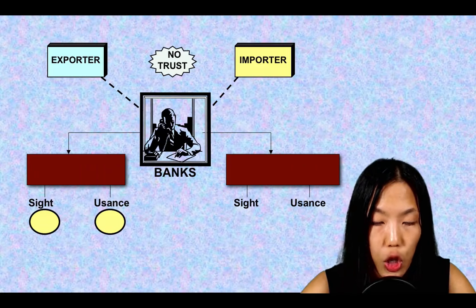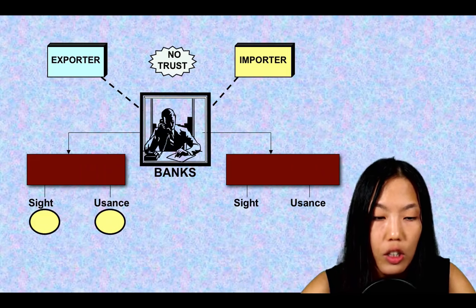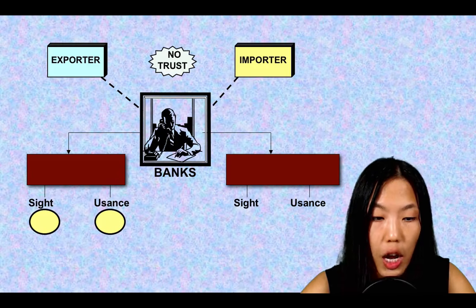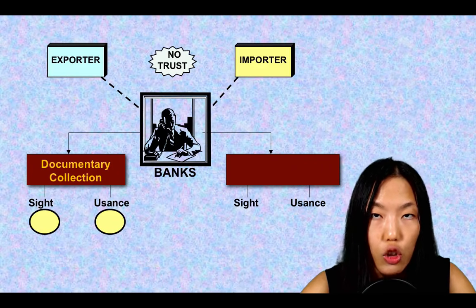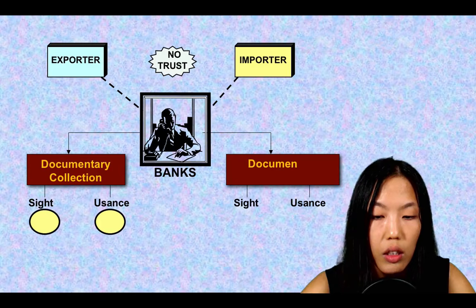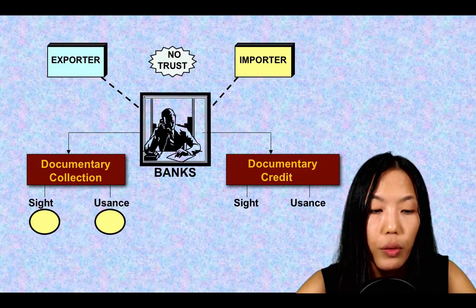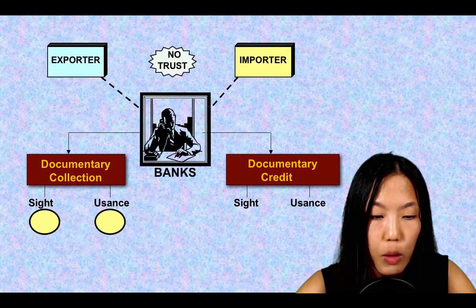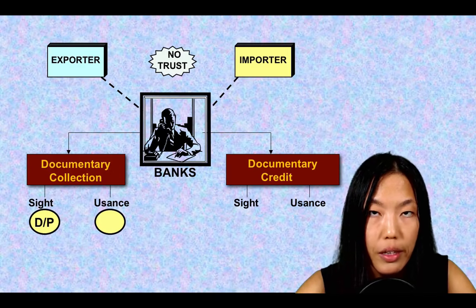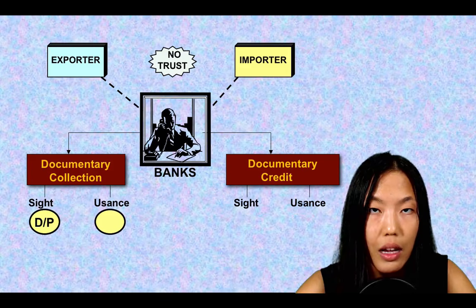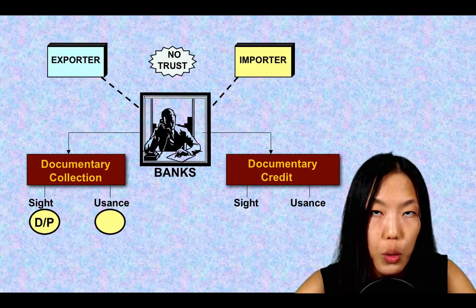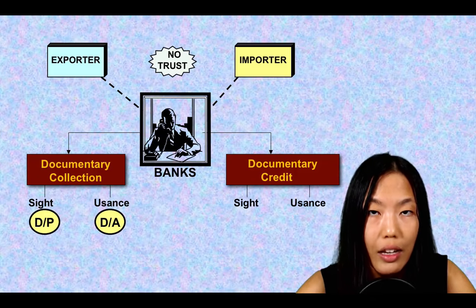For this situation, the bank has invented two methods of payment, which are documentary collection and documentary credit. Under the documentary collection method, you have both sight and usance. Under sight documentary collection, you have DP, which is documents against payment. Under usance, you have DA, which is documents against acceptance.